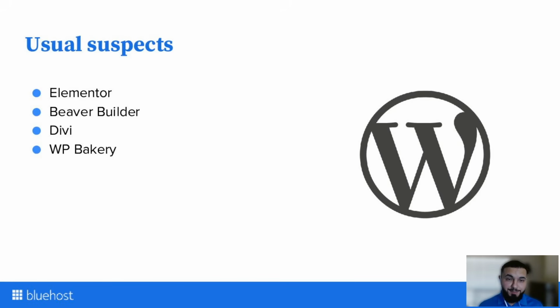Usually, we call them the usual suspects. It's typically Elementor, Beaver Builder, Divi, or WP Bakery. They'll probably account for like 80% of the websites that I see, or just like used to build the website with. And so yeah, you'll probably look for these page builders, even themes. Sometimes you install a theme, but the theme would use one of these tools to build this content.